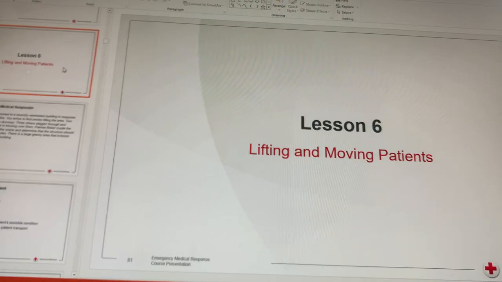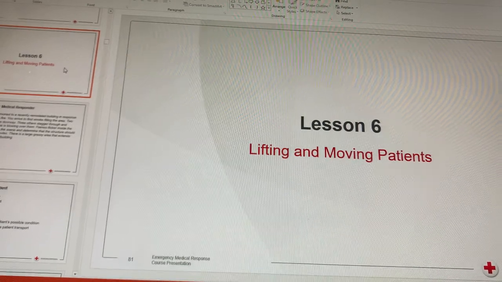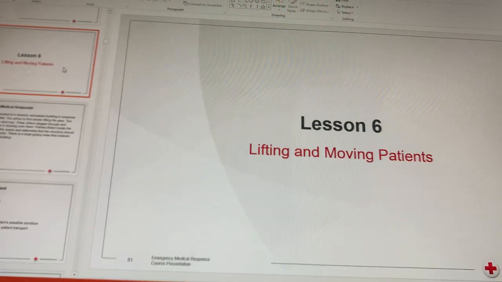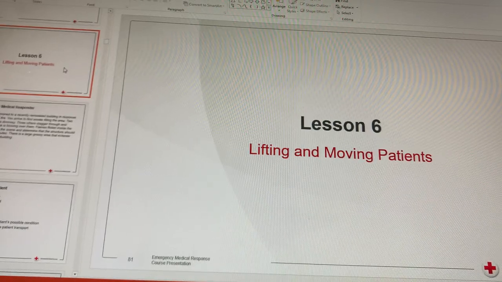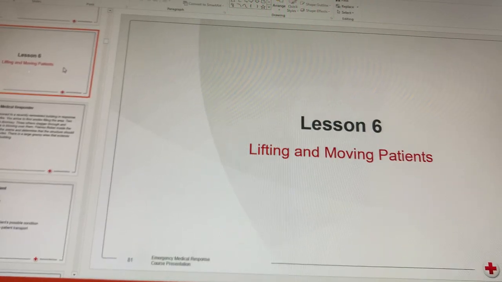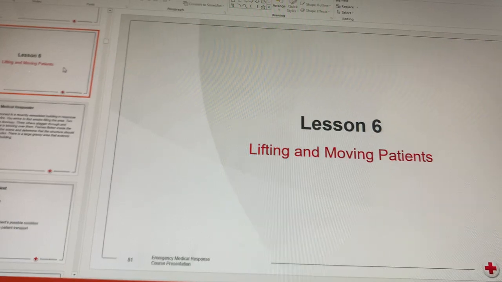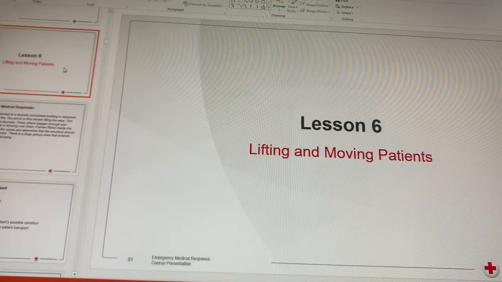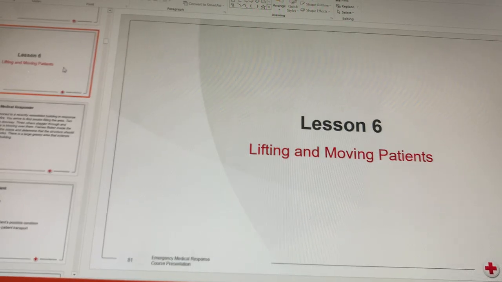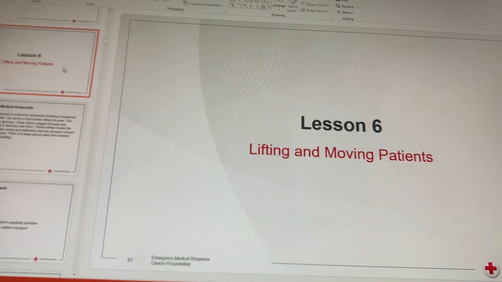Sometimes this will be to provide easier access to administer first aid. At other times, you will need to move the patient to a safer location. You may also need to move a patient to transport them to the hospital. This chapter will teach you how to quickly and safely lift and move patients.